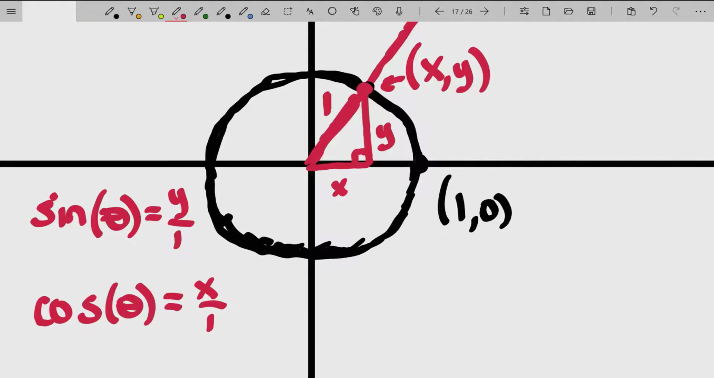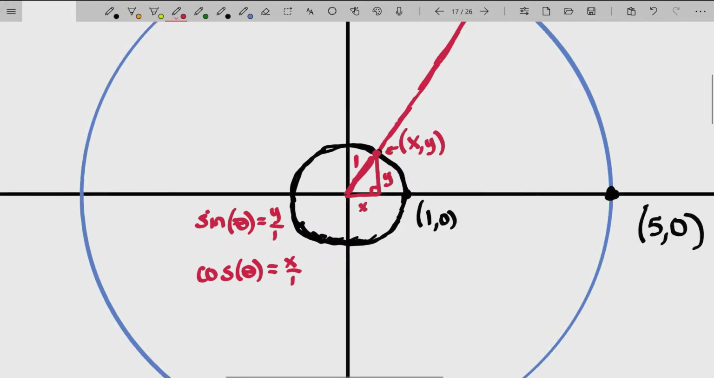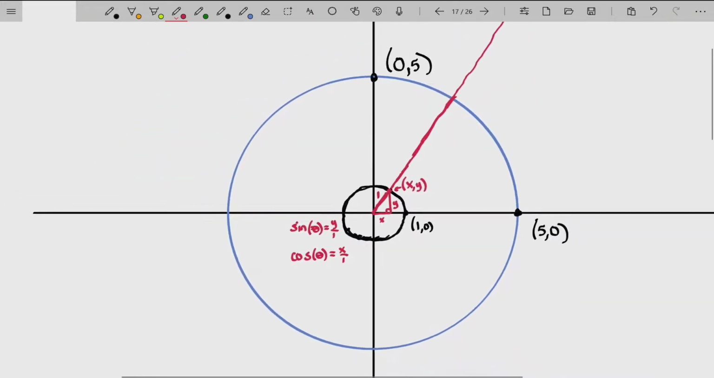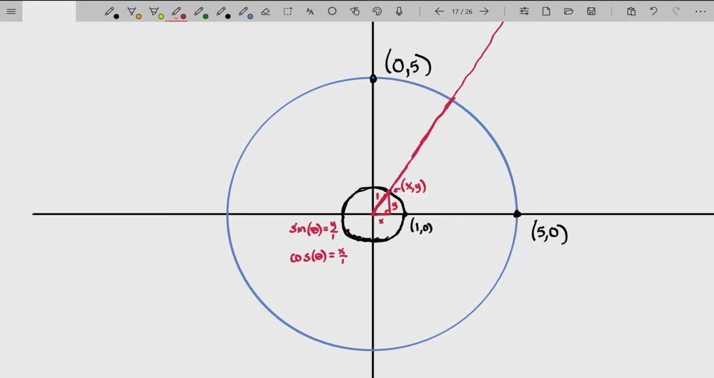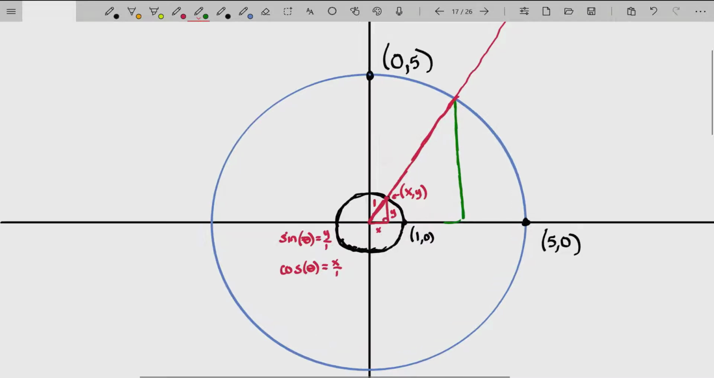But remember, for a unit circle, sine of theta is defined to be y. But what if we weren't working with a unit circle, but instead we were working with a circle of radius, let's say, 5? Well, how would things change? They wouldn't change too much, actually. We would have a different, obviously, x value here. So let me go ahead and draw that in.